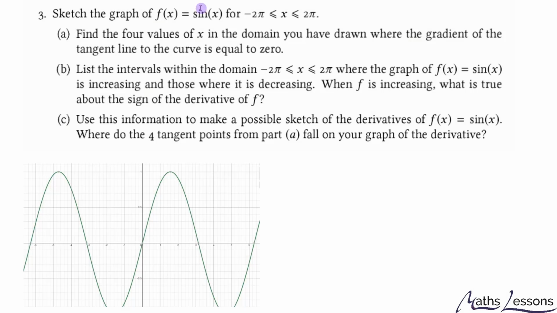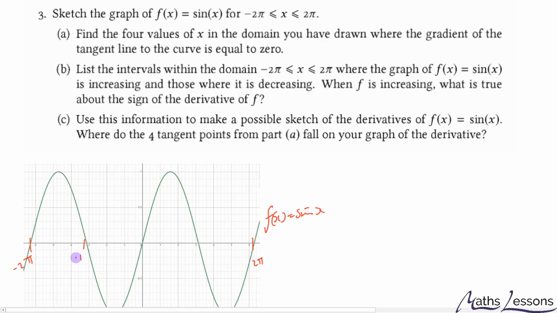Right, in this question what we're going to be looking at is finding a gradient function for y equals sine x. So we've got the graph of f of x equals sine x. And the first thing we do, we're going to find the four values of the domain, from minus 2 pi to 2 pi. So minus 2 pi is here, 2 pi is here.